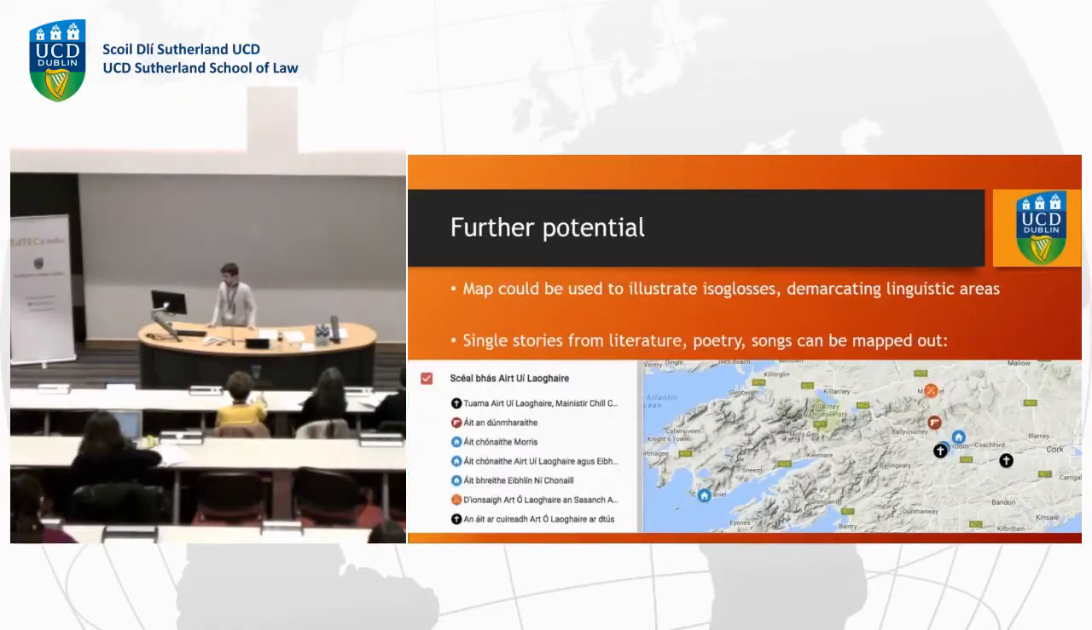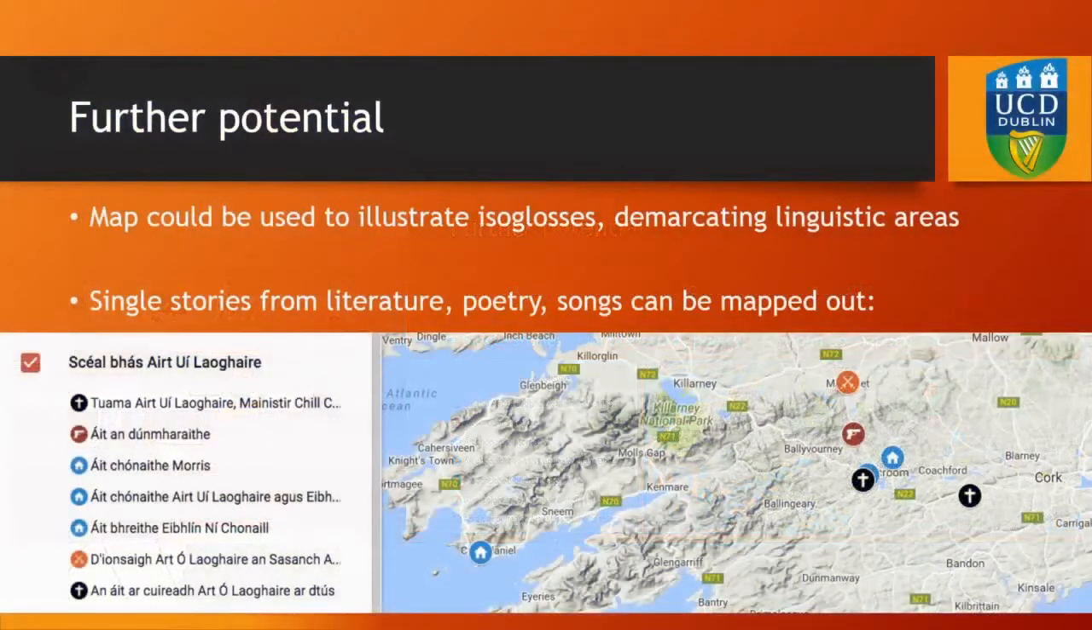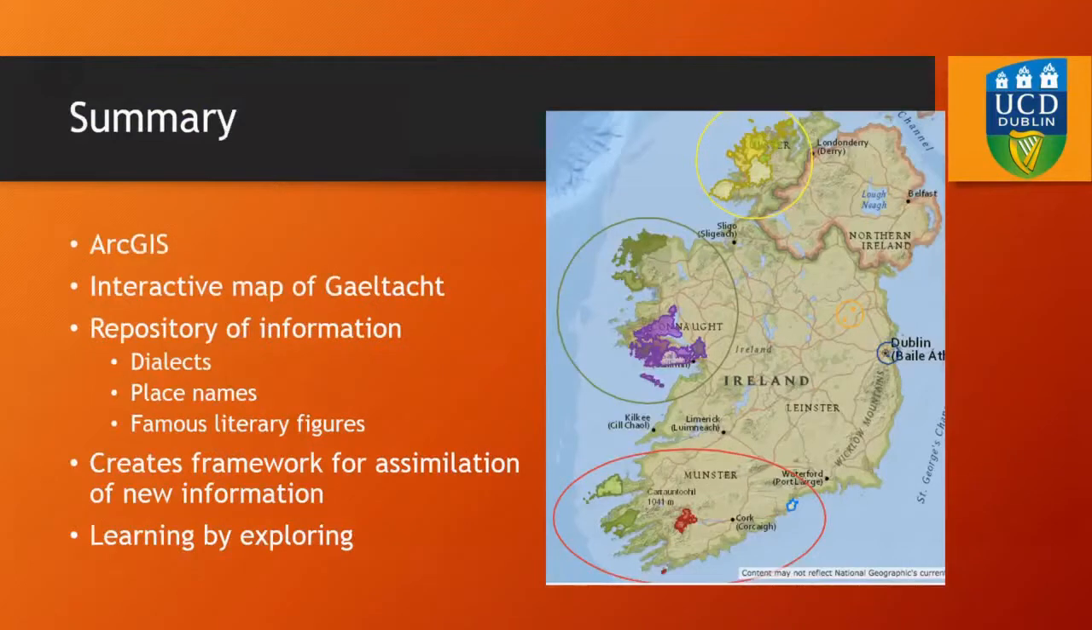So further potential, the maps in GIS, ArcGIS, can be used to illustrate isoglosses. They're lines that demarcate certain dialects from others. But they can also be used to show single stories from literature, from poetry and songs. Like this, which is actually a Google map, but the same theory applies. It shows specific events from the story of Art O'Leary's death.